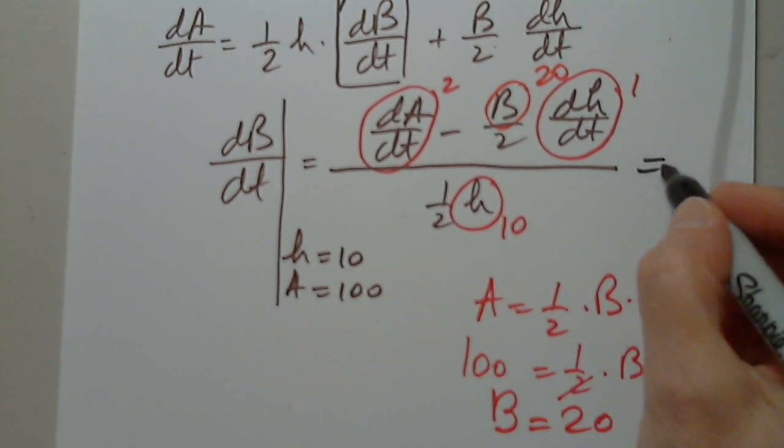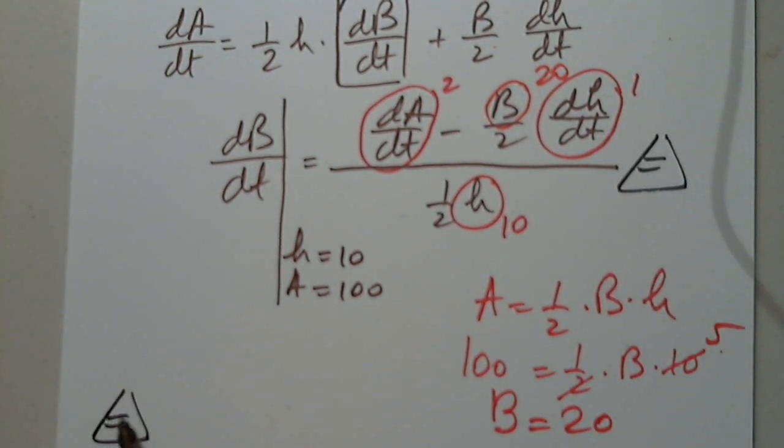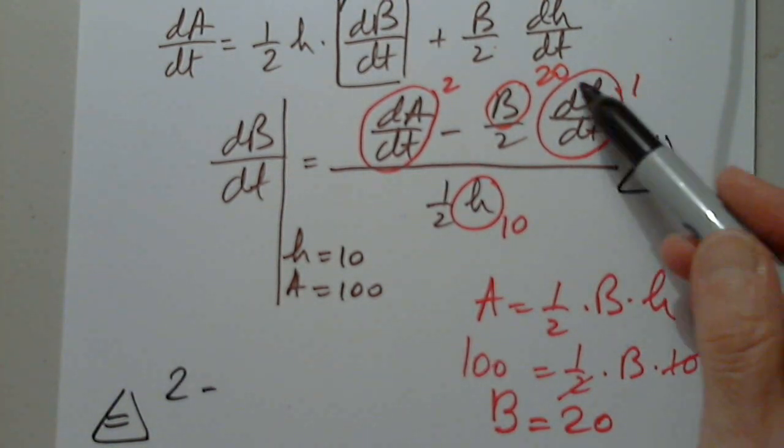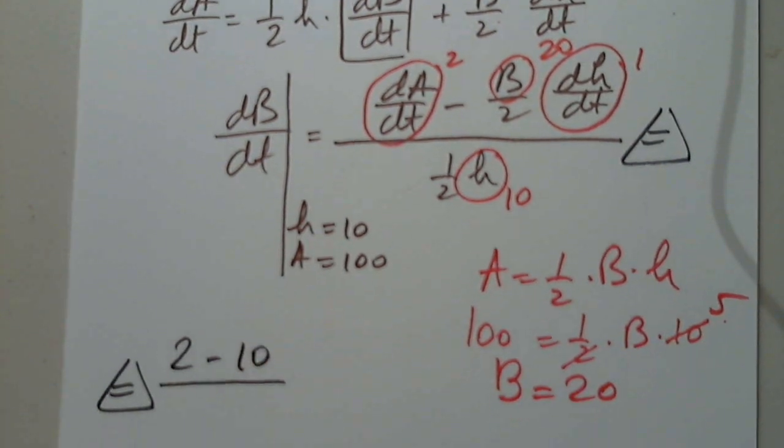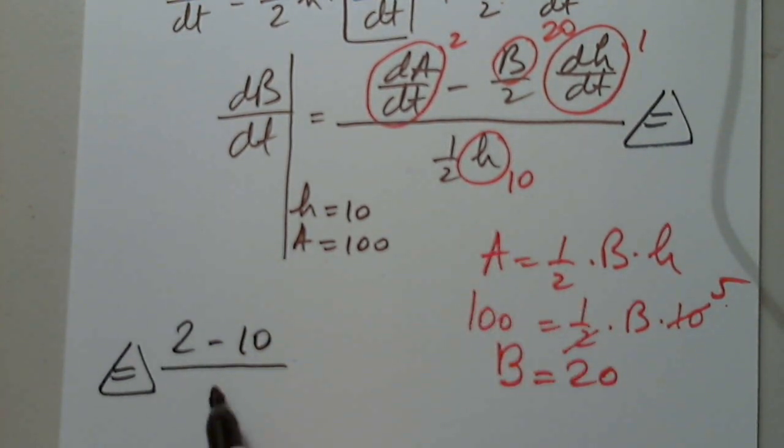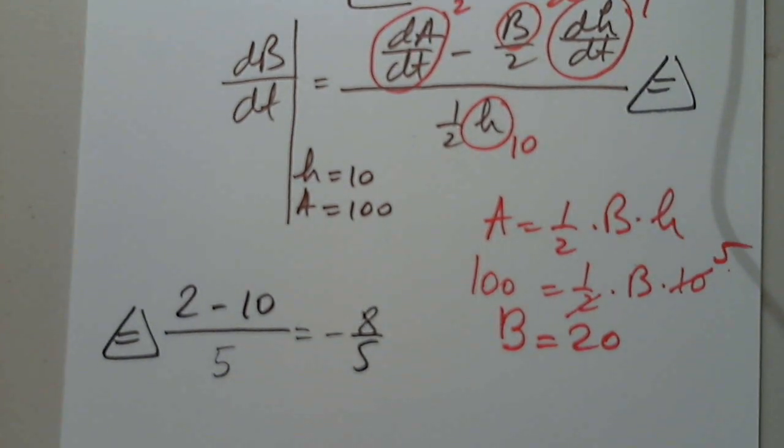So 2 minus 20 times 1 is 20, divided by 2 is 10. And then 10 divided by 2 is 5. So this is negative 8 over 5.